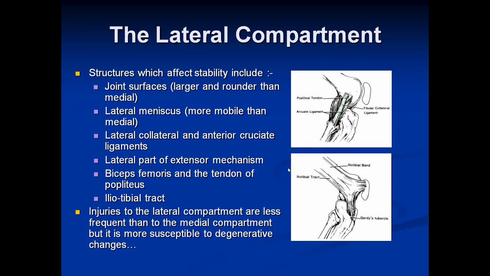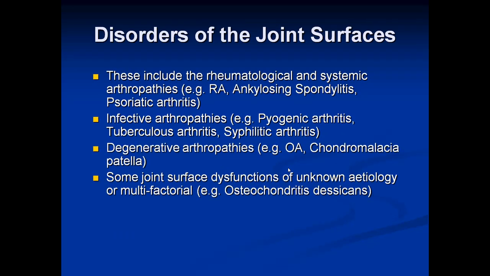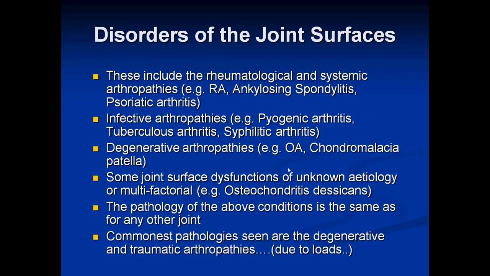The lateral compartment consists of the joint surface, the lateral meniscus, the lateral collateral and anterior cruciate ligaments, the lateral part of the extensor mechanism, biceps femoris, and ITB. It is less commonly injured than the medial compartment, but is more susceptible to degenerative type changes. We will be looking at these arthritic type changes later in the lecture. So let us now consider the pathologies of the knee joint.